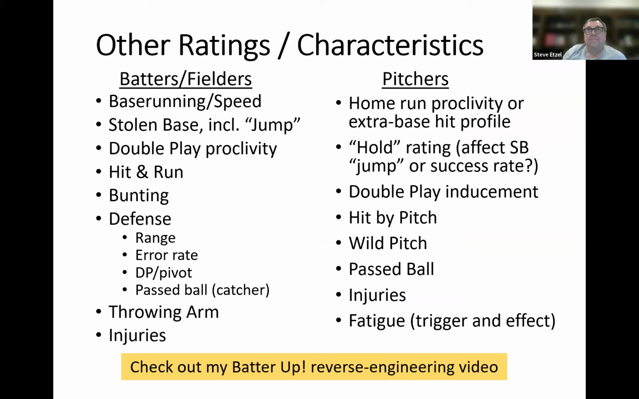Okay, so I've summarized really at a high level how you figure out what to put on the cards for the core engine. But if you're going to reverse engineer a sim, you're not done yet. So for batters and fielders, there can be one or two base running ratings, usually for just general speed, and also for stolen bases. And there may be a so-called jump rating, or the ability to get a lead.